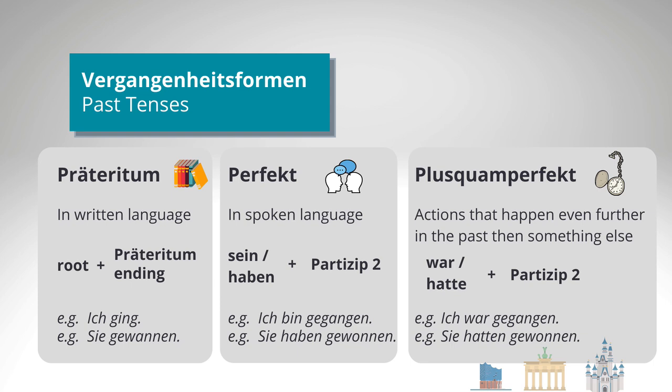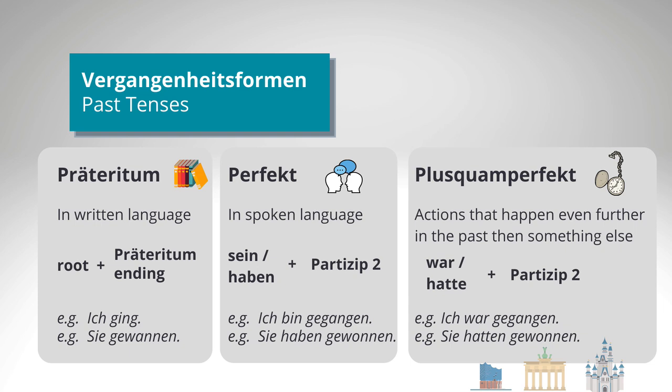For example, I went, in German would be ich ging, Präteritum. Ich ging, the corresponding perfect form would be ich bin gegangen, I have gone. And the corresponding Plusquamperfekt form would be ich war gegangen, I had gone.